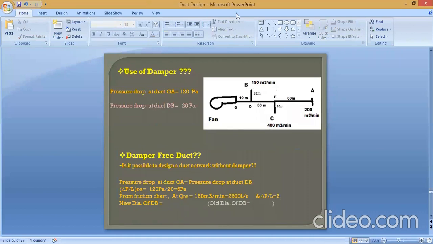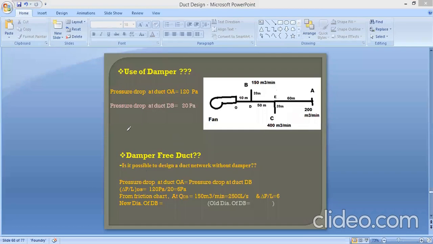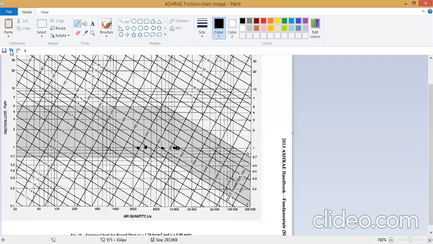So just plot it on this chart. After plotting, 2500 and 6, 6 is here and 2500 is here, which comes to somewhere here, and the new diameter, which is 450, so 420. Students, you can observe that this new diameter comes to be 420.